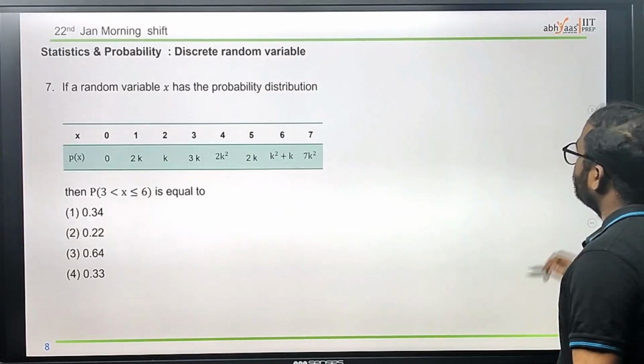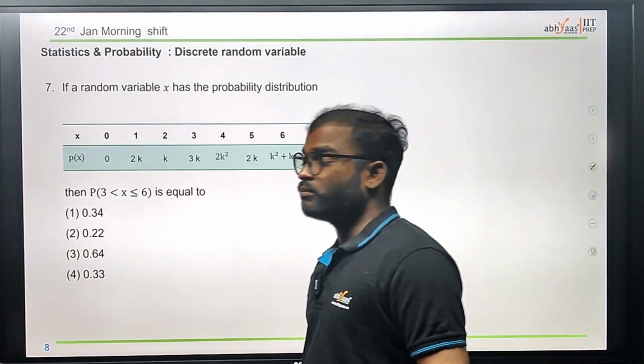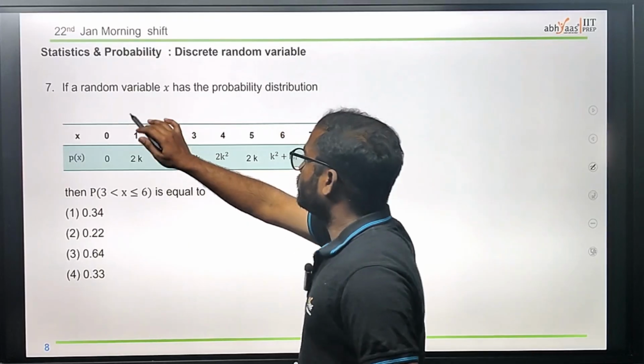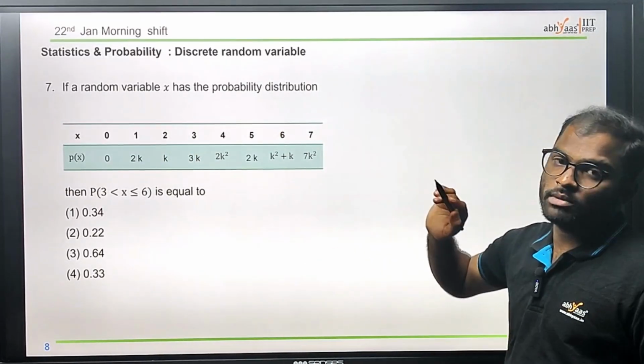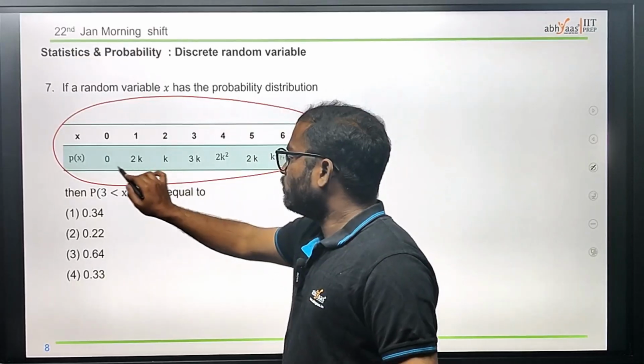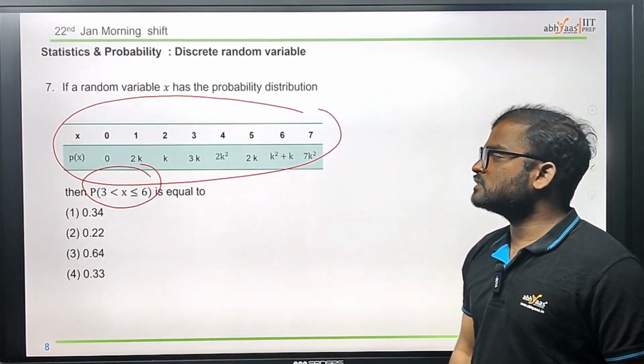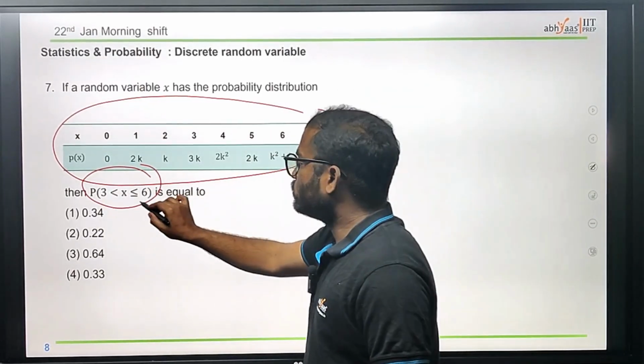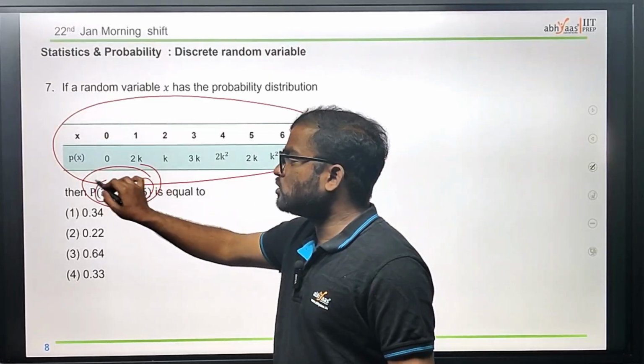Now we have a question on the basis of statistics and probability. If you see here, they have given a random variable x with a probability distribution, and they gave this table. They are asking what is the probability that x is between 3 and less than or equal to 6. 6 is included, but 3 is not included.